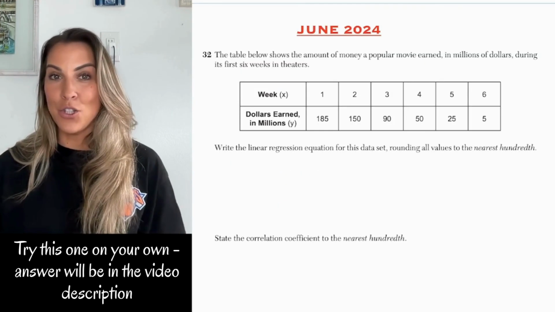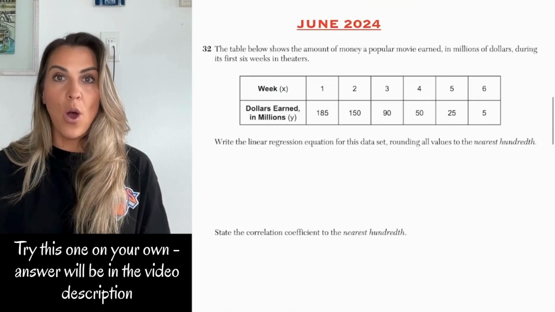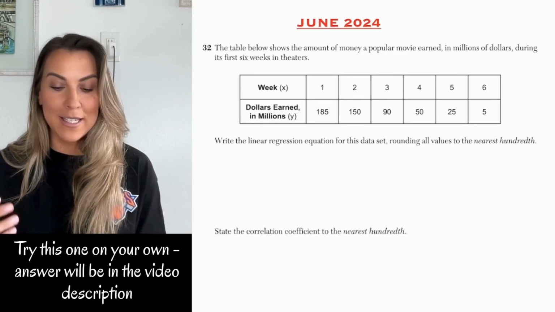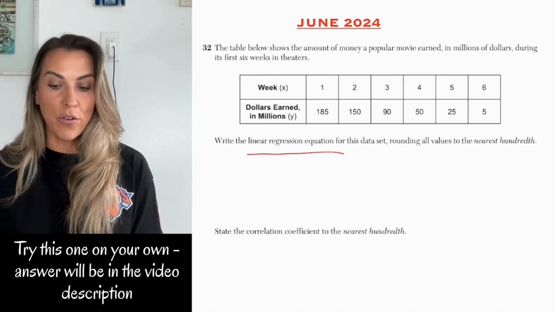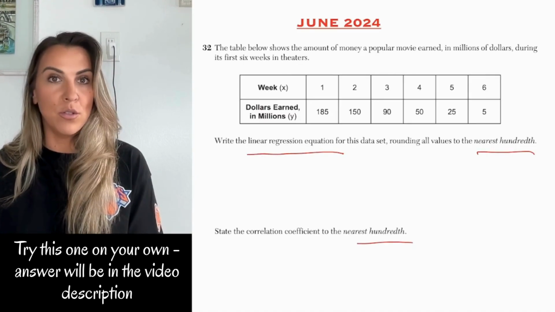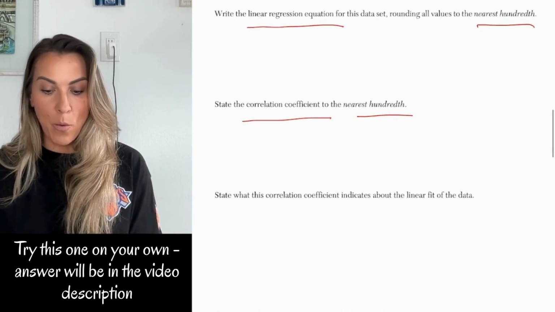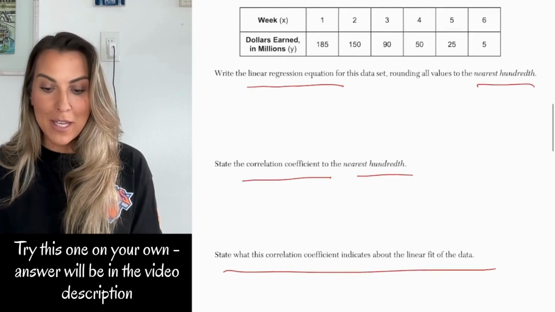I don't even think I need to do another one, but I'm just going to show you guys that the June 2024 Regents also had a very similar question. So check out this pattern. It is very obvious. They give us another table. They ask us for the linear regression equation, tell you where to round to, so pay attention to that. They want the correlation coefficient, and then they want to know what does it mean in the context of this problem. So I'm not even going to go through this one.